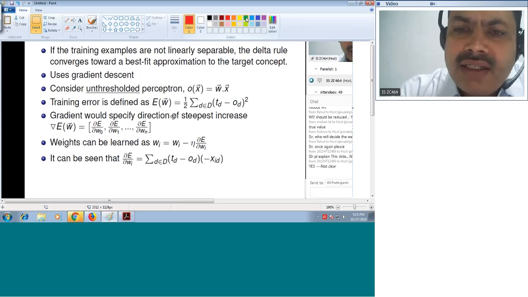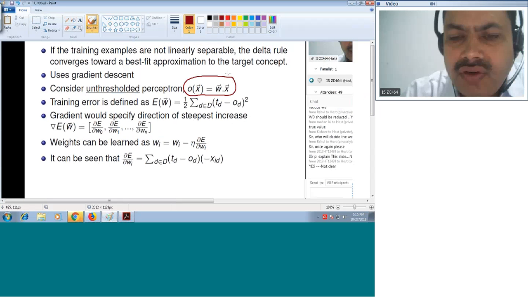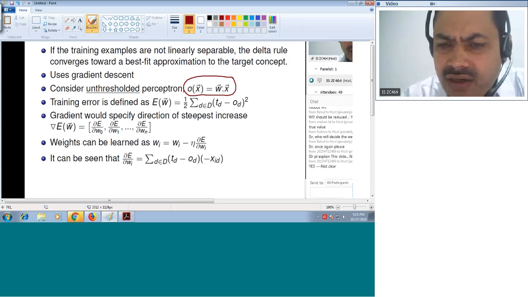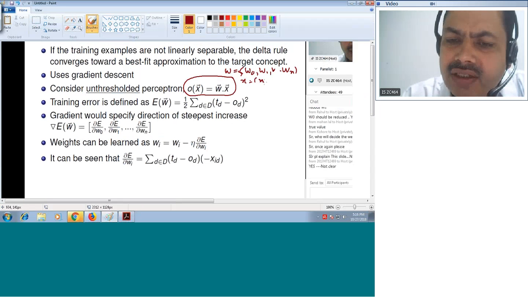So what I am telling is this. The first thing is that the output you are going to take, you are not going to apply anything. This is the output that you are going to take. This is not difficult, because the weight vector is given to you. Vector means values are given to you: W0, W1, W2 up to Wn are all given to you. And x is also given: x0, x1, x2 up to xn.